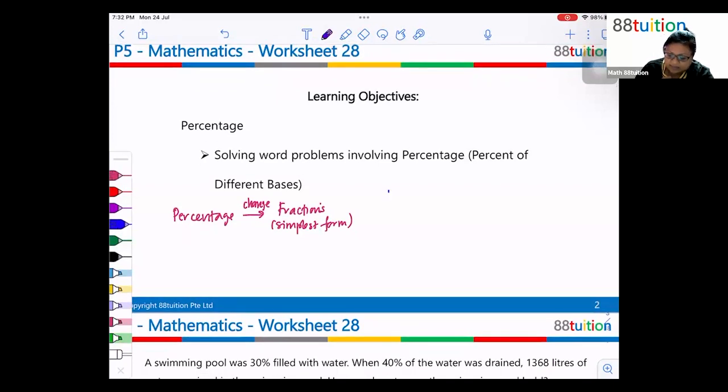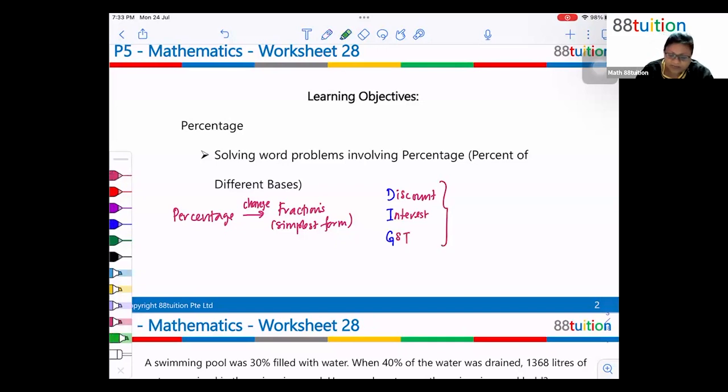Except if the percentage is in the form of three things. As long as it is D-I-N. Anyone can complete this for me? Do you remember what I said? So as long as it is discount, interest, and GST, these you don't change to fractions.